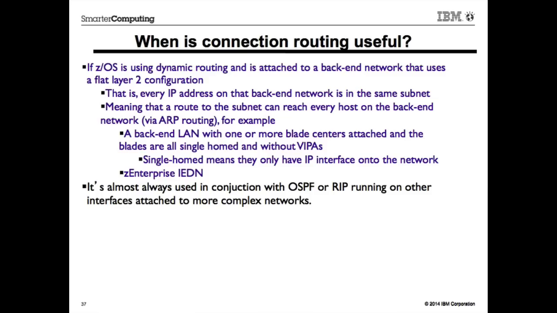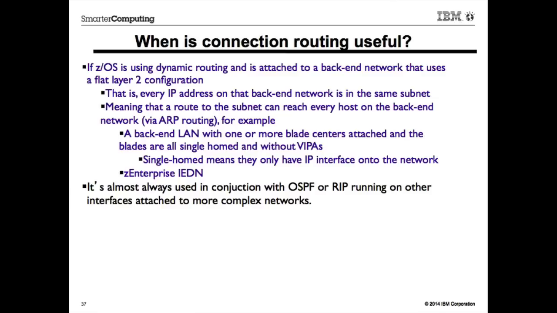So when is connection routing useful if it seems relatively simple? Generally, connection routing is used in conjunction with dynamic routing. So you might use connection routing on one interface and dynamic routing on other interfaces. So if we're attached to a network that uses a flat layer 2 configuration, which means every IP address on that network is in the same subnet, which also means a route to that subnet can reach every host on the back-end network via ARP routing, then connection routing is all you need to reach everybody there.